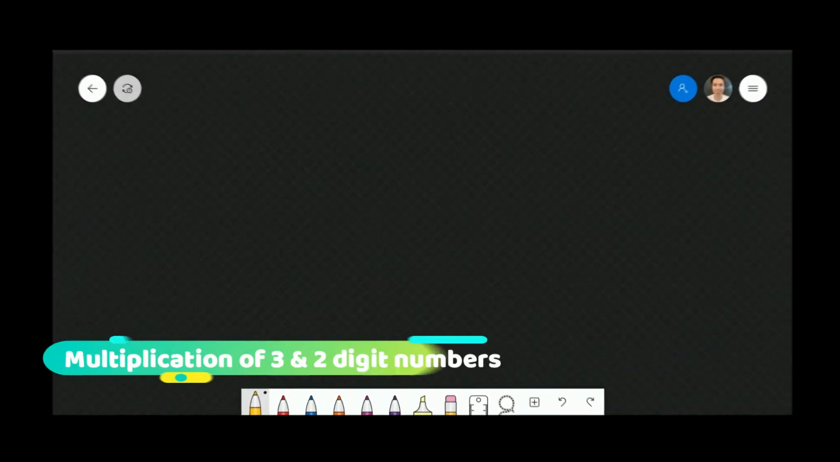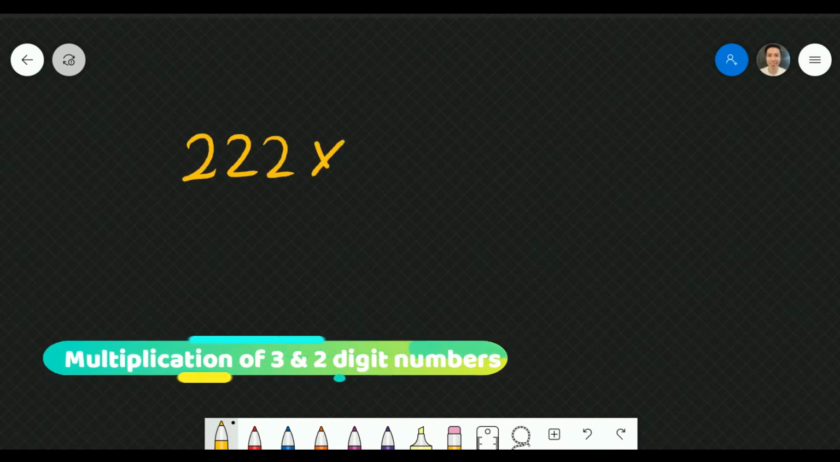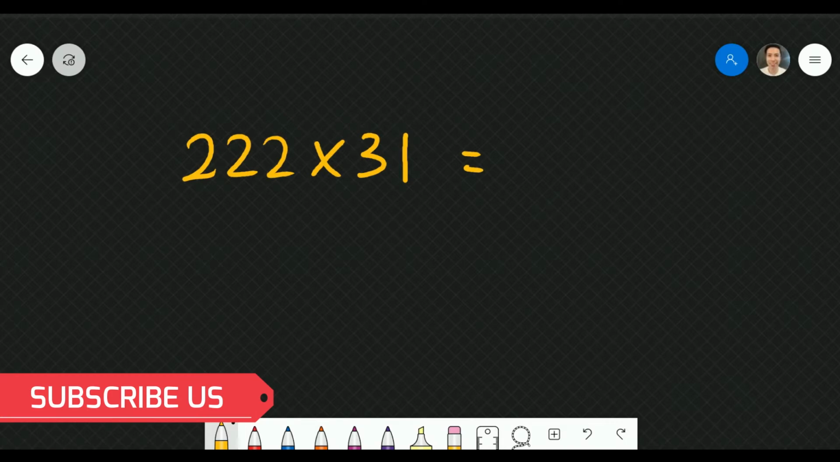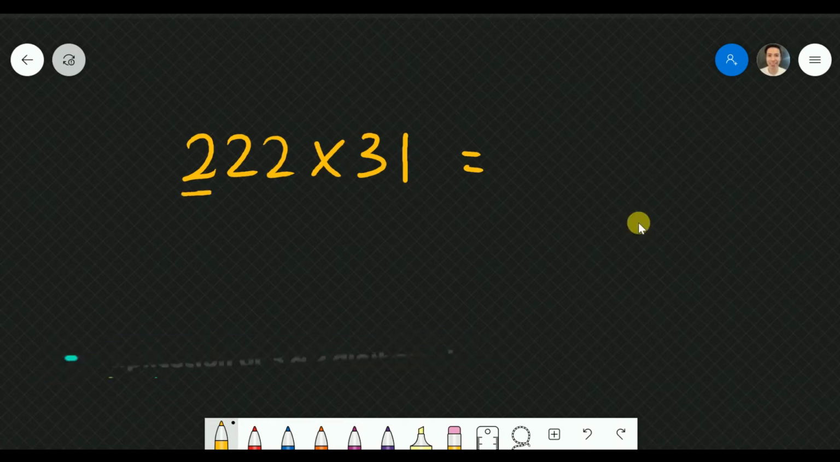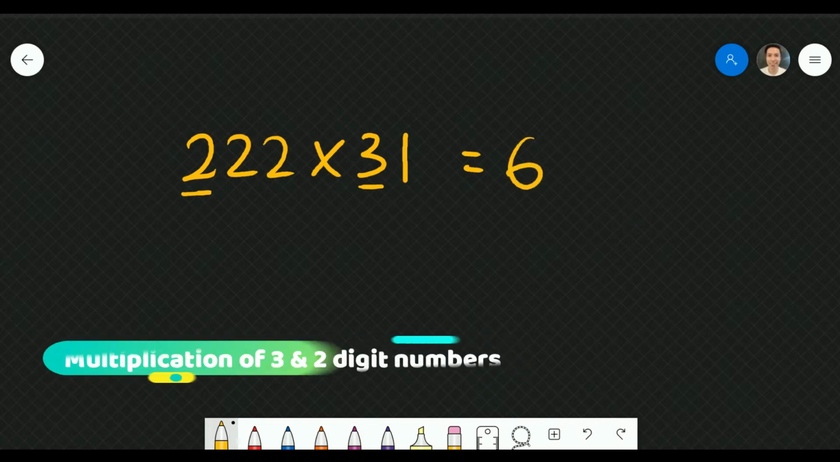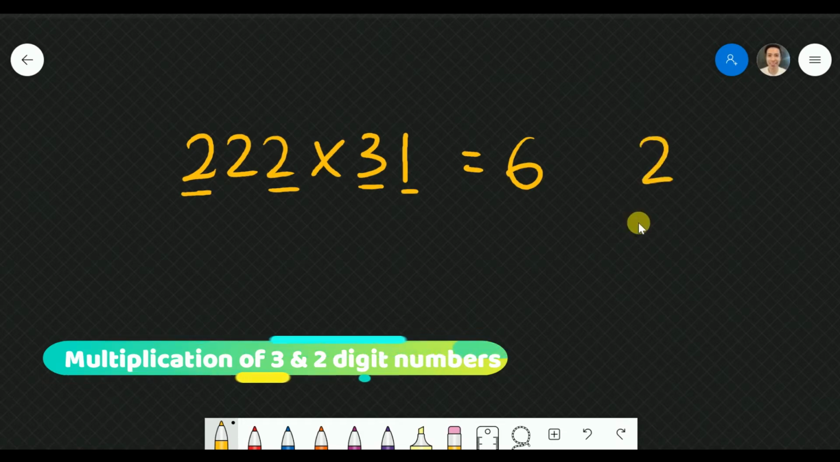Alright, let's look at the first example here. If I ask you what is 222 times 31, can you get this answer in just 3 seconds? Actually, it's very easy. I'm going to show you the fast trick. First of all, you need to see the first digit of 2 here and the first digit of 3 here. You multiply these two together. So 2 times 3 gives us 6. Next, you see the last digit, which is 2, multiplied by 1, which is 2.